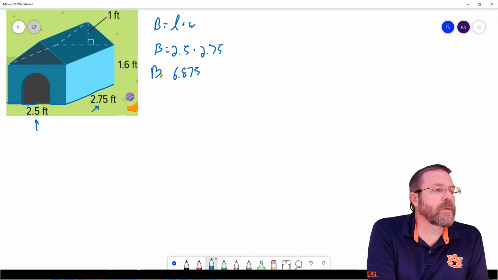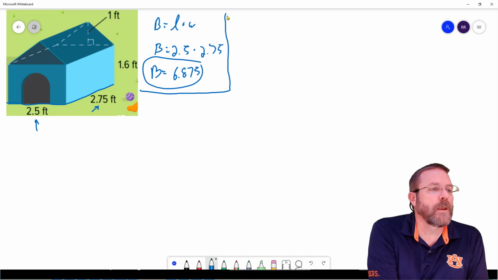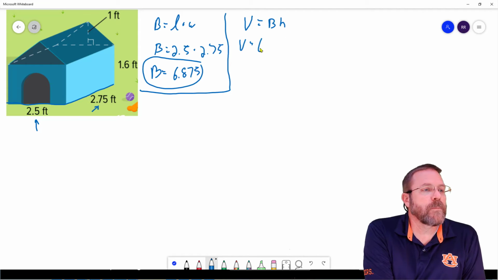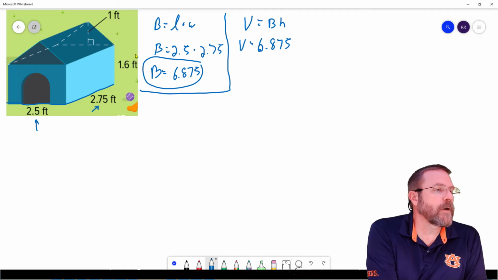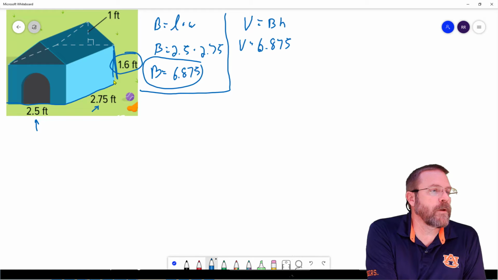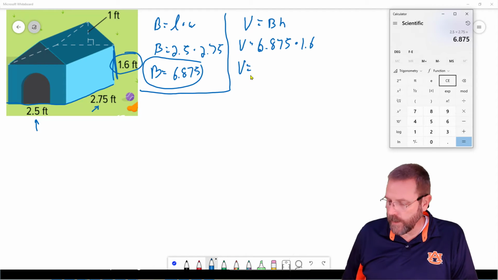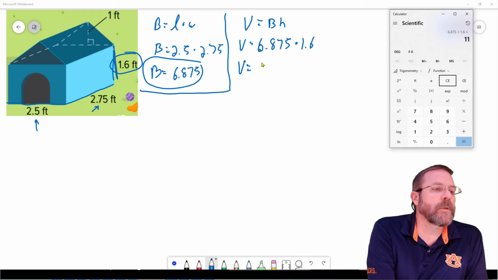6.875 is going to be the base area. We're going to circle it, not because it's the answer, but it is an important sub-answer. Now we're going to find the volume of that rectangular prism, which is base area times height. We established that the base area is 6.875, and the height is going to be that number right there. It goes on that side, 1.6. So the volume of that rectangular prism, bring our calculator back up, times 1.6 equals 11.